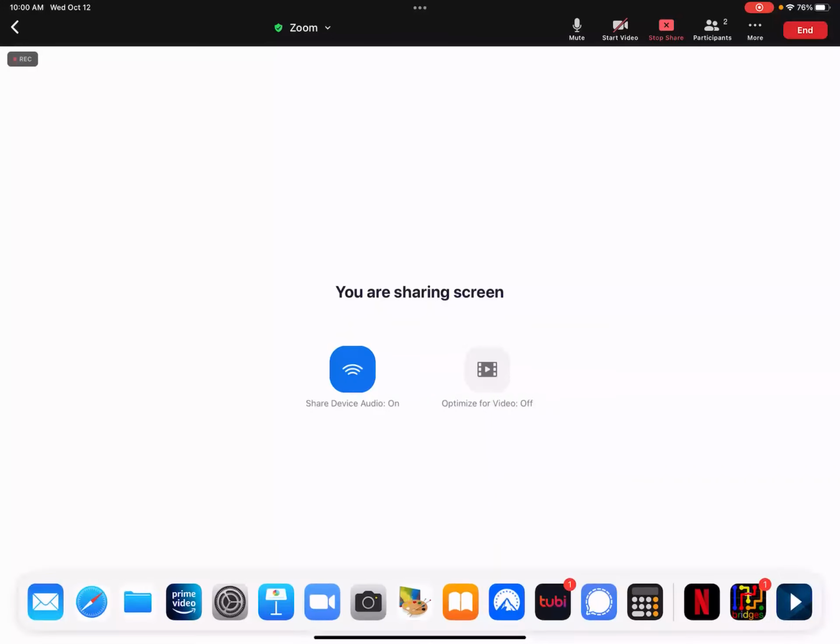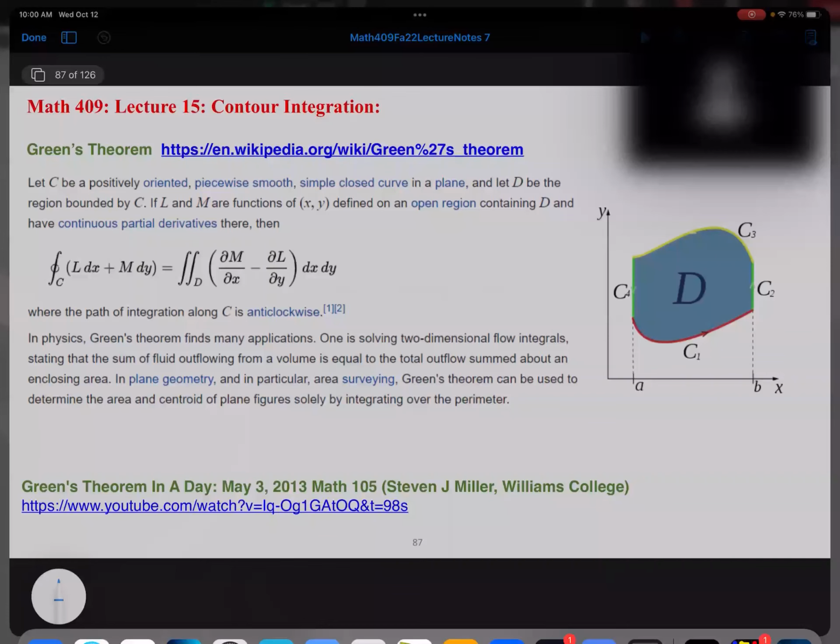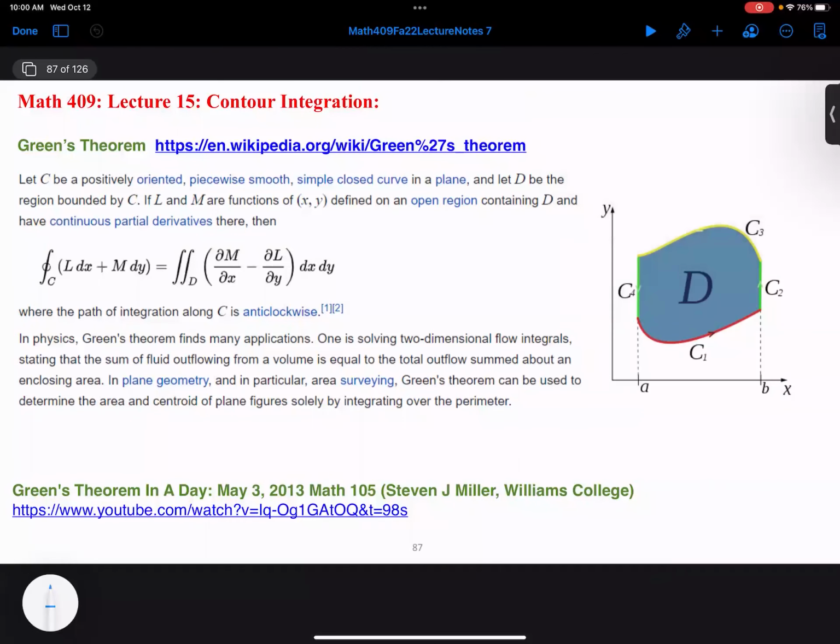Right, so welcome to Math 409 problem solving. This is a lecture day when we don't have class, reading period or whatnot, so the numbering might be a little bit different than other classes. What I want to do today is complex analysis in a day.